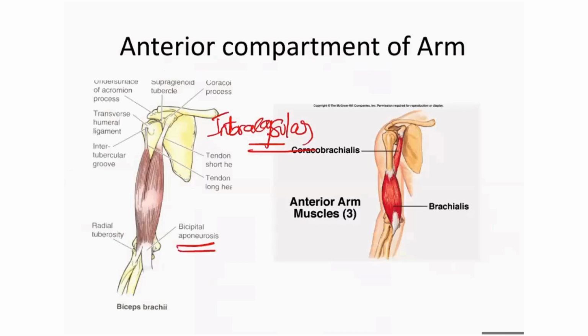What is the main action of biceps? This compartment is the flexor compartment, but the main action is supination. It is the strong supinator of the forearm. Though we have the supinator muscle, the strong supinator is biceps. Next muscle is triceps, which has 3 heads and is inserted on the olecranon process.